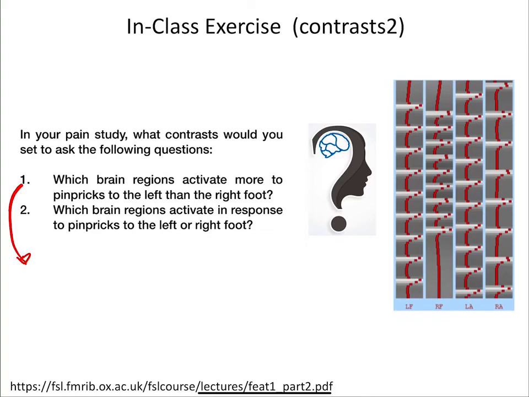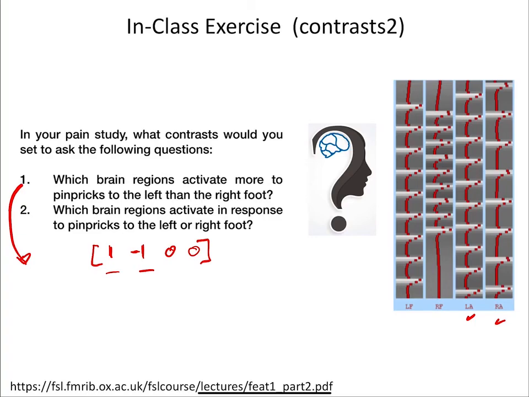So we want left more than right. We know that left and right are the first two entries, so we can ignore the left arm and right arm. So we put zeros for those. And then left is a 1 and right is a -1. Okay, so that will give us left greater than right. All right. Any questions on that?